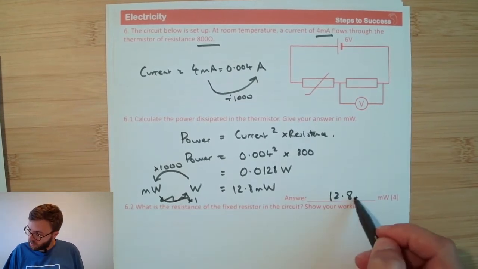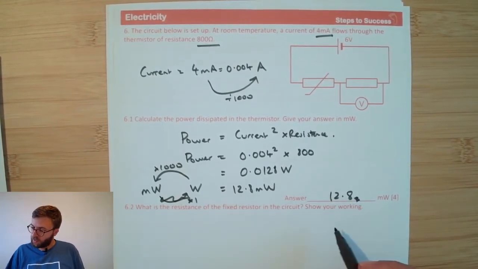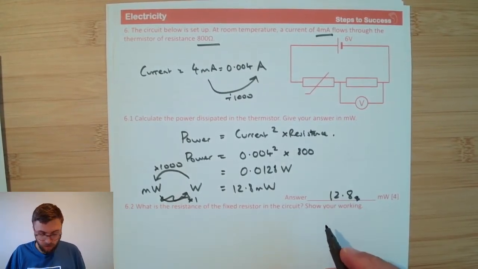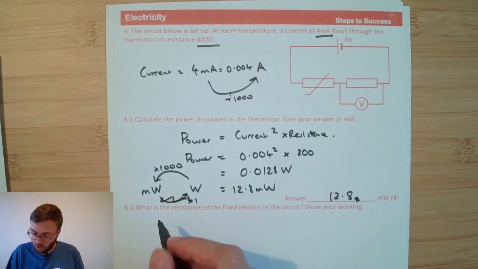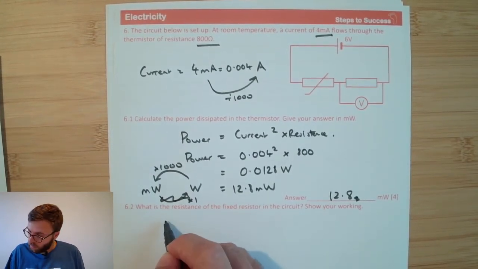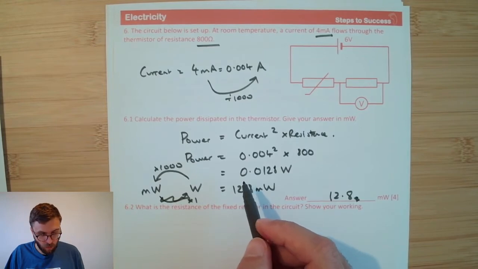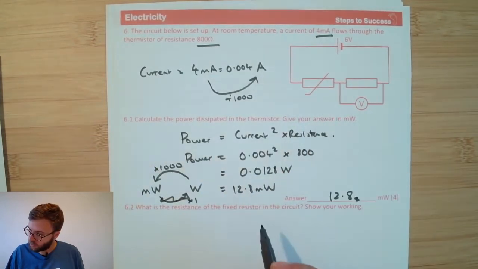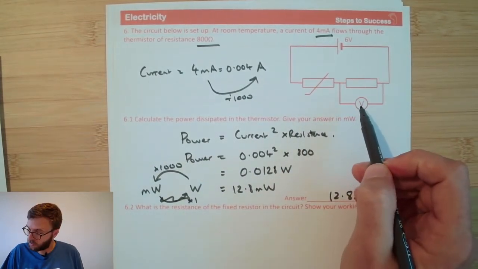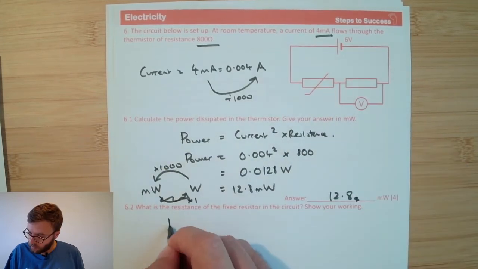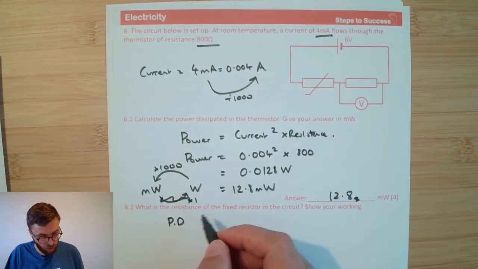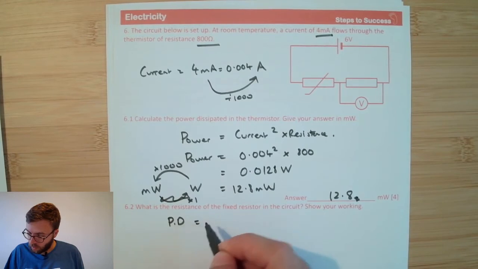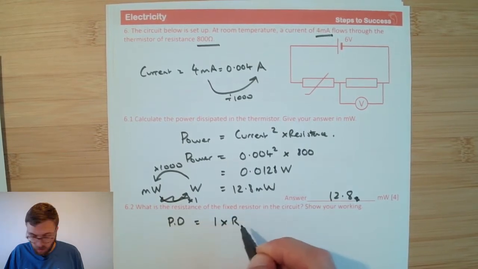What is the resistance of the fixed resistor in the circuit? Show your workings. Okay, so in this question, we know that we will work out the potential difference firstly across the thermostat, and then we can work out the potential difference across the resistor. So the potential difference across the thermostat will equal the current multiplied by the resistance.